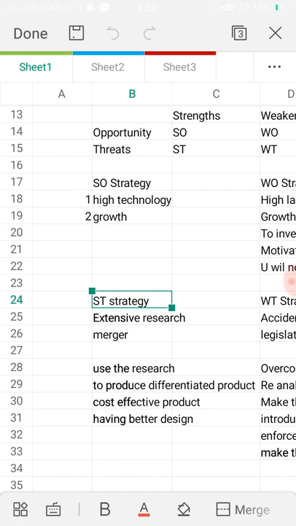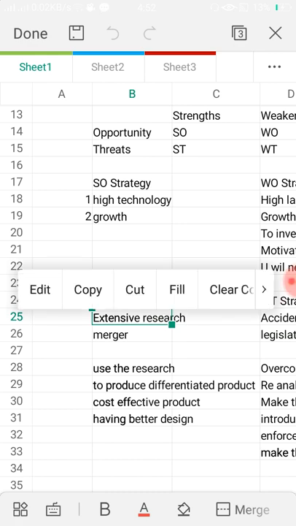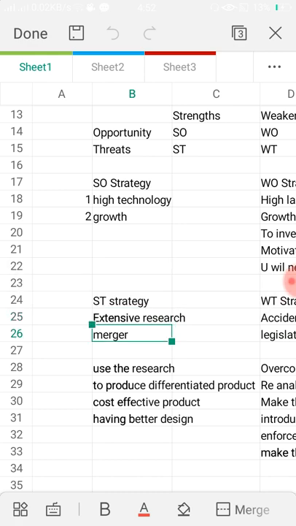Now, ST strategy, it is a strength and threat. What is a strength that the entity has? That is an extensive research phase, and there is a threat of merger. There is a possible reliance between the major competitors of the industry. So if you have extensive research, you need to make a product that should be differentiated, that should be cost effective, and that should have a better design than your competitor. It should have some features that the product of the competitor doesn't have.